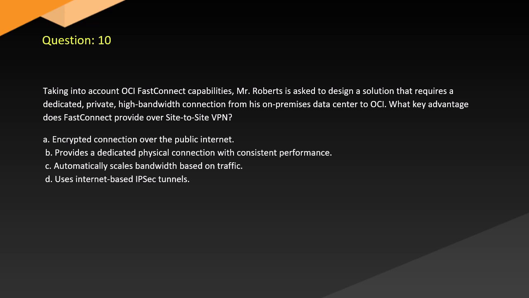Question 10. Taking into account OSI FastConnect capabilities, Mr. Roberts is asked to design a solution that requires a dedicated, private, high-bandwidth connection from his on-premises data center to OSI. What key advantage does FastConnect provide over site-to-site VPN? A. Encrypted connection over the public internet.